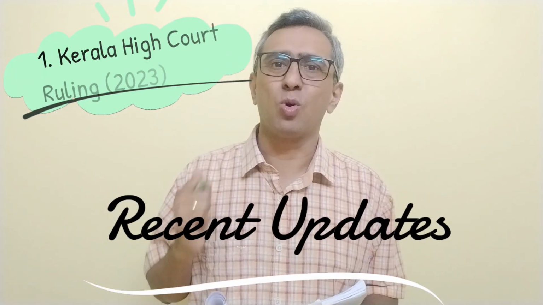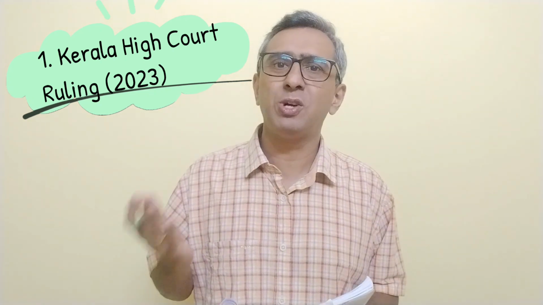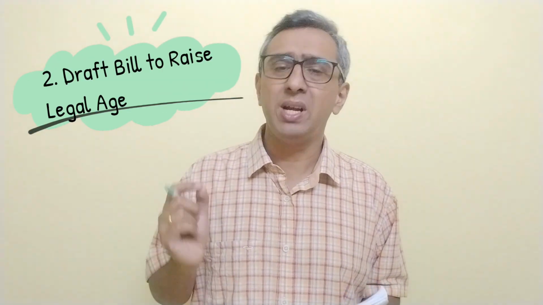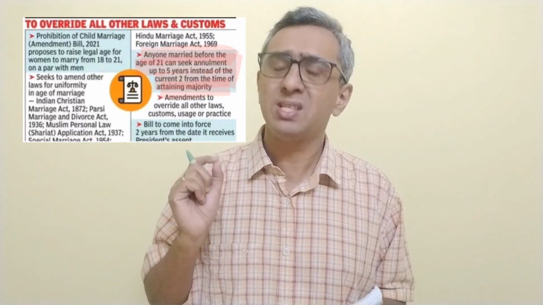First, the Kerala High Court ruling in 2023. The court recently held that the Prohibition of Child Marriage Act supersedes personal laws in the case of underage marriages. This landmark ruling prevents misuse of religious laws to validate child marriages. 2. Draft bill to raise legal age. A 2024 proposal to raise the minimum age for girls to 21 years is under discussion, indicating stricter measures to eliminate child marriages and empower women through education.